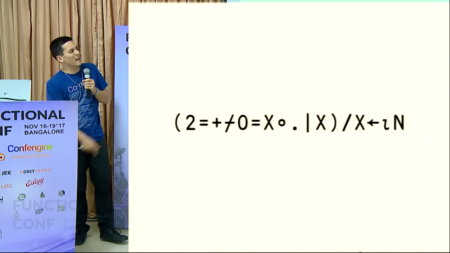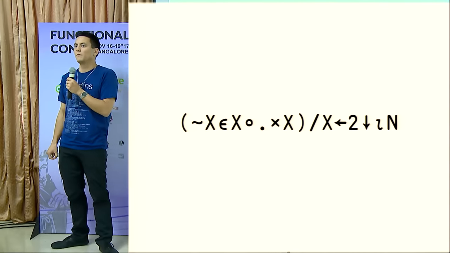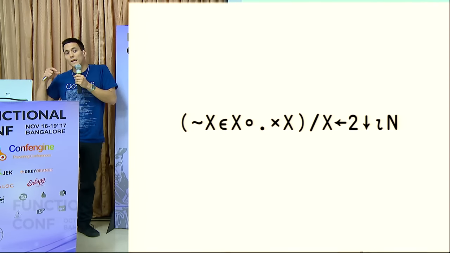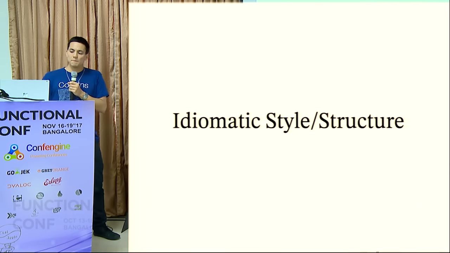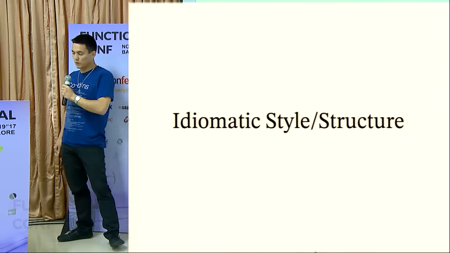But the APL will say, "Eh, this is a little too verbose. Why don't we just simplify it a little bit?" And then, of course, we could implement a prime sieve if we want. That's a little more complicated, but we see what's happening, and we can recognize that. And this is about using idiomatic style and structure to accomplish what we're after.